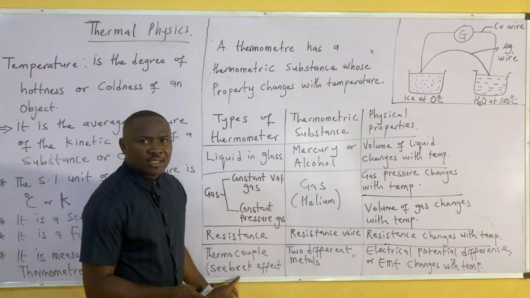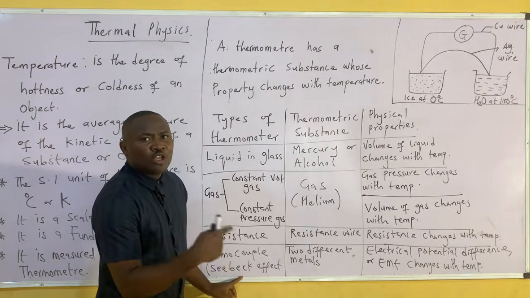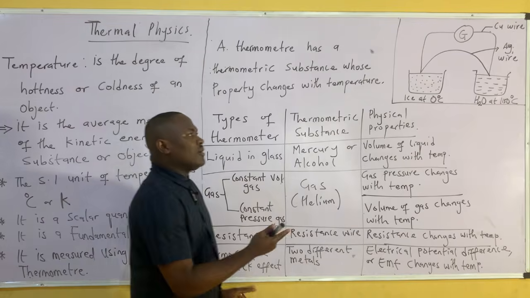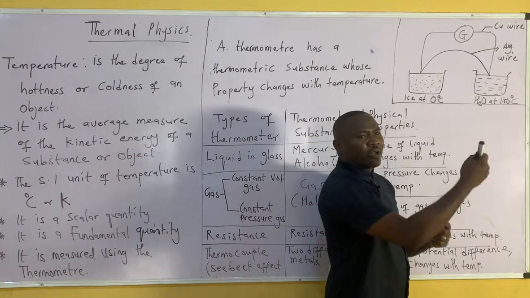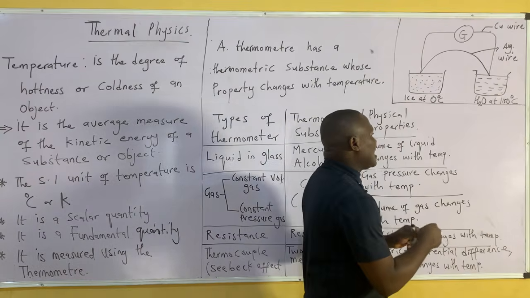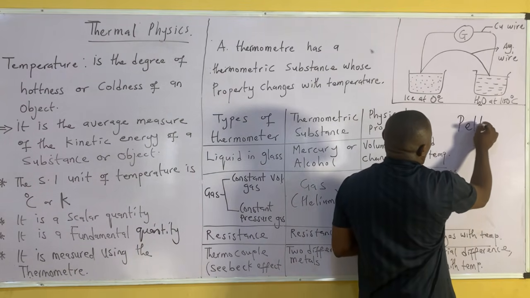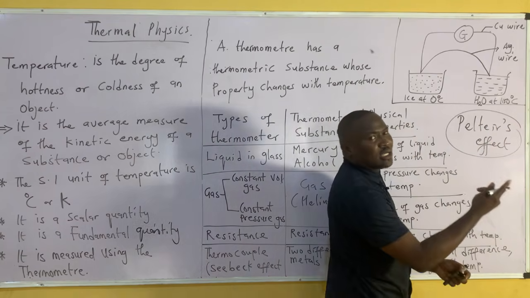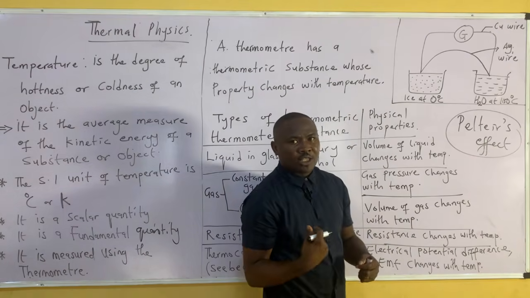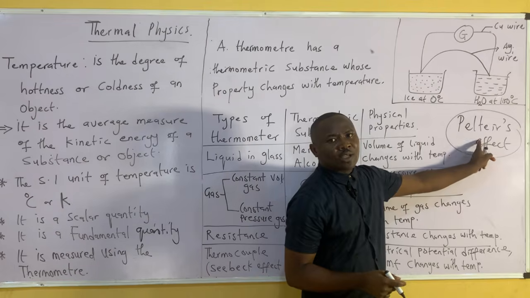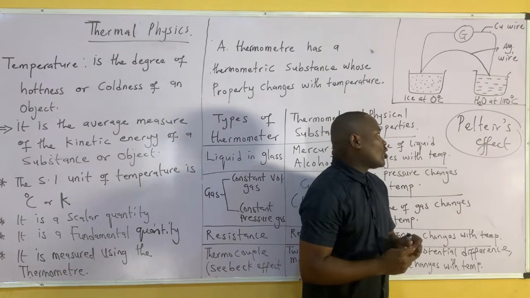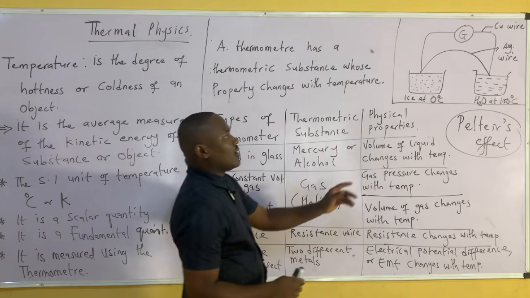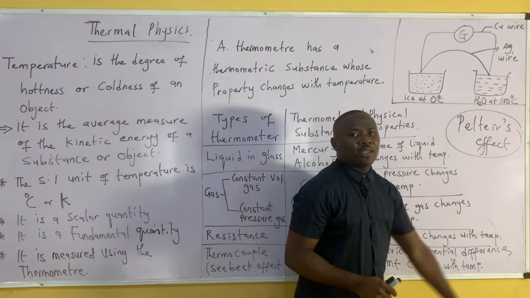The thermocouple is a device that helps to convert heat energy to electrical energy, and that effect is called the Seebeck effect. But there is also something that helps to convert electrical energy back to heat energy. That effect is called the Peltier effect. Take note of this. This is converting electrical to heat energy, and a good example of something that functions here is your refrigerator. The refrigerator works on this principle, but the Seebeck effect is for the thermocouple, which converts heat energy to electrical energy.